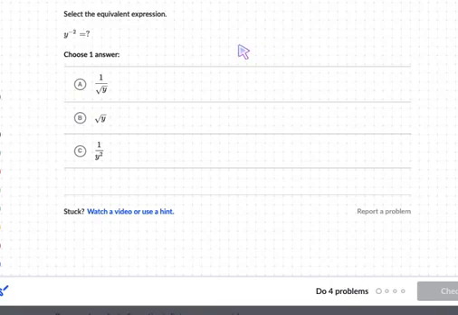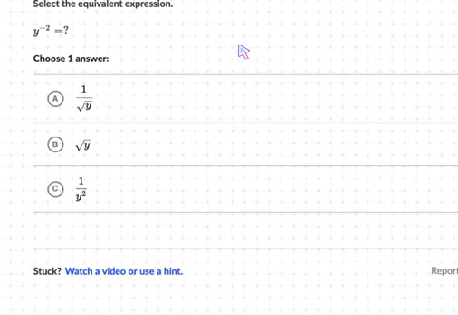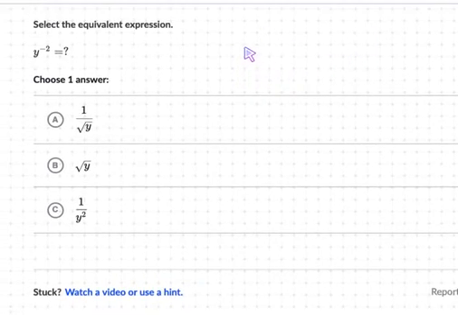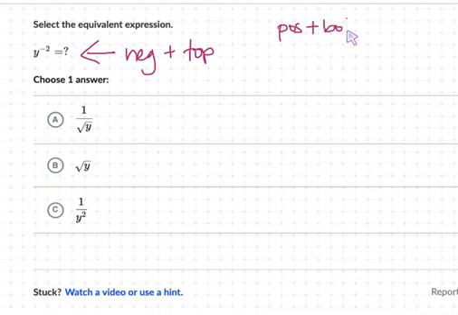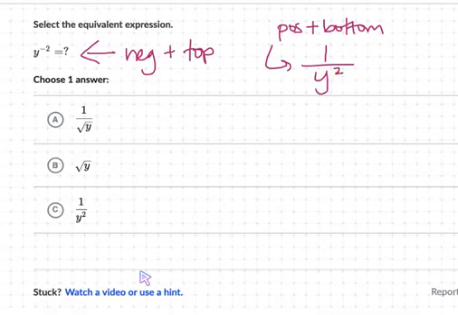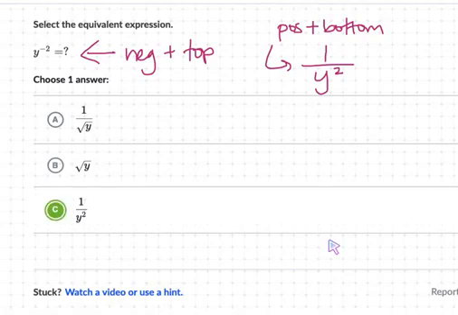All right, so like we said, if we're changing the sign, we are going to change the side as well. Right now, y to the negative second power is negative and it's on top. It's the numerator, right? It's not on the bottom of a fraction. So what we have to do is change it so that it's positive and on the bottom. So it becomes 1 over y to the positive second power. So both have to flip. So our answer is 1 over y squared.